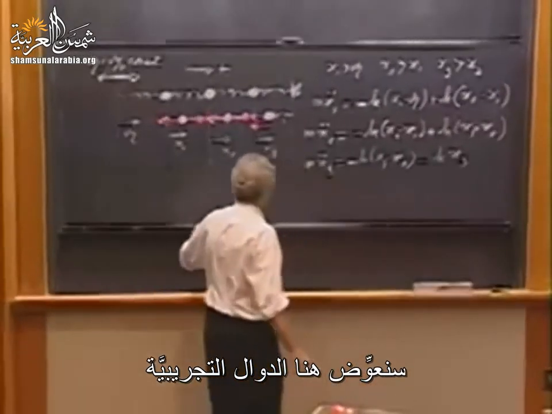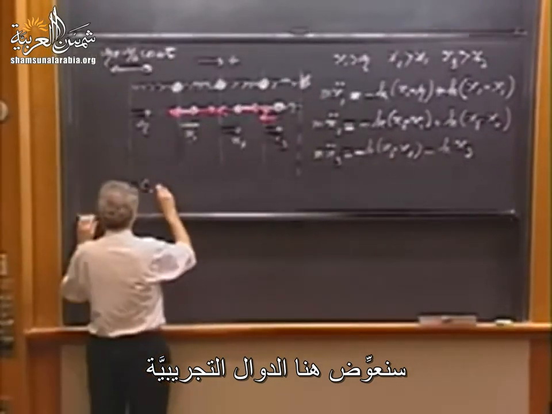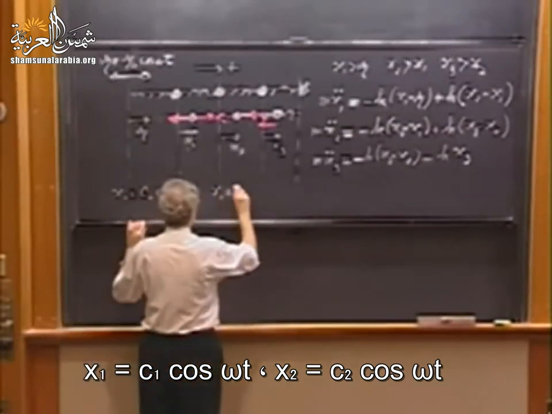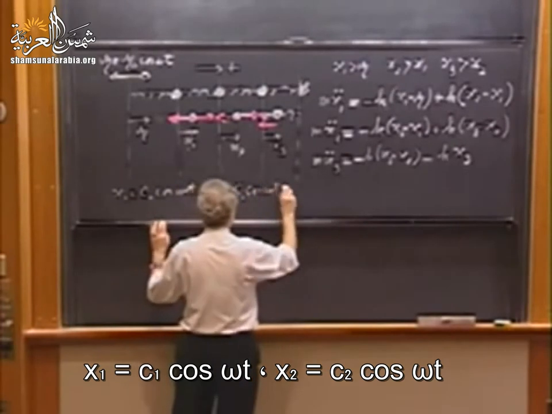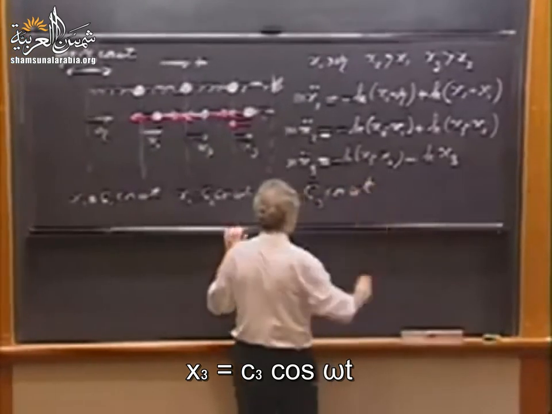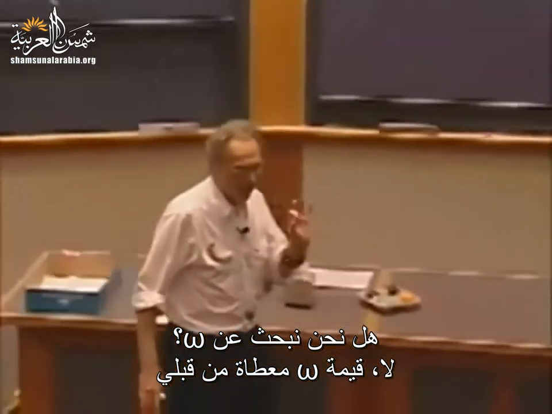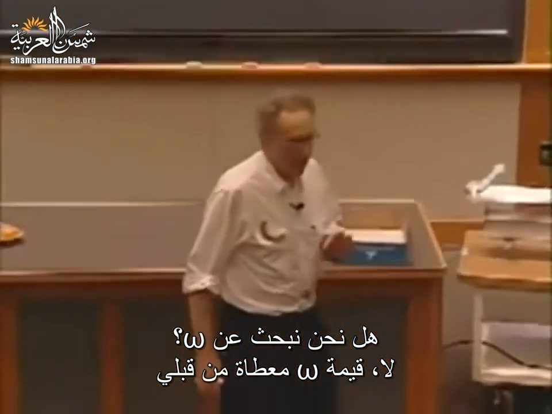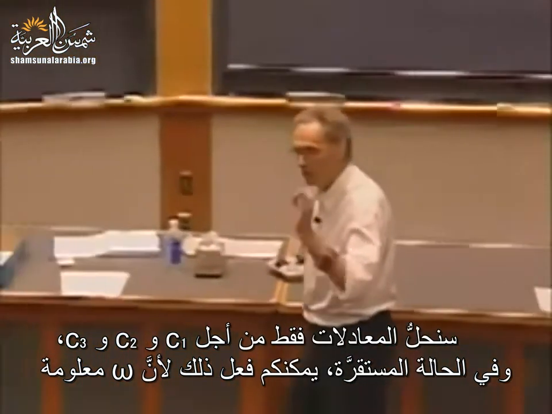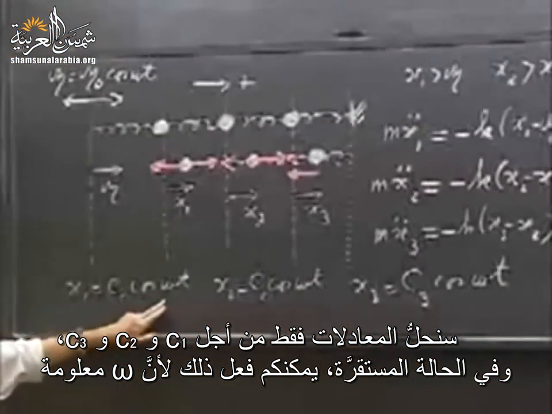So now, you're going to substitute in here. x1 is c1 cosine omega t, trial functions. x2 is c2 cosine omega t. And x3 is c3 cosine omega t. Are we looking for omegas? Oh no. Omega is given by me. I'm telling you what omega is. You're not going to negotiate that with me. We're only solving for C1, C2, and C3. And in the steady state, you will be able to do that because omega is non-negotiable.